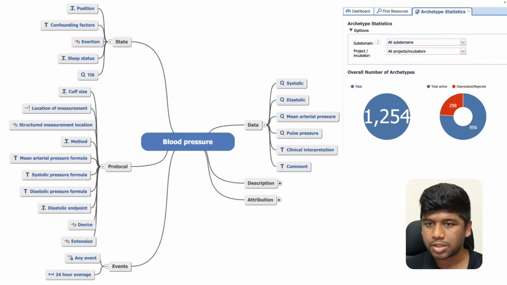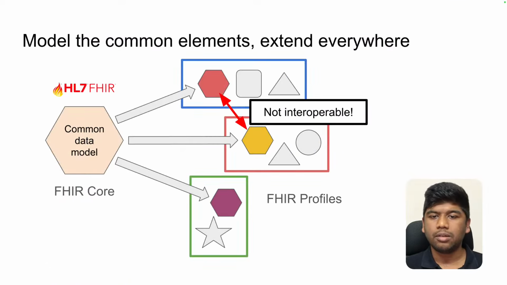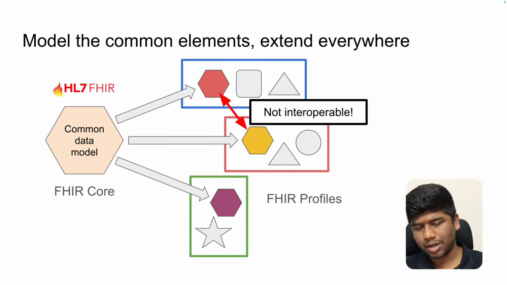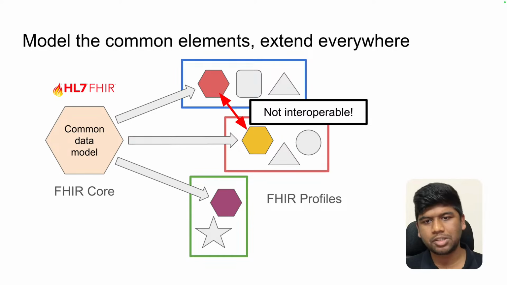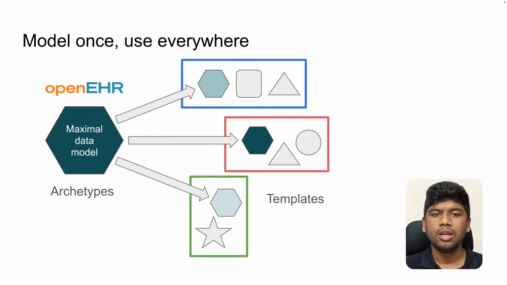If you just go and search, there were 1,254 archetypes when the slides were made, probably a lot more now. And just that one thing alone should be enough for you to think, okay, wait, there is someone who's already done this, and we are reinventing these data models every single time. It doesn't make sense. And again, this is FHIR, where you're having this common data model, you're extending, it's not interoperable, everybody is doing their own thing.